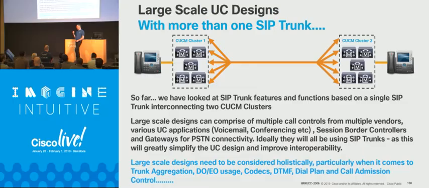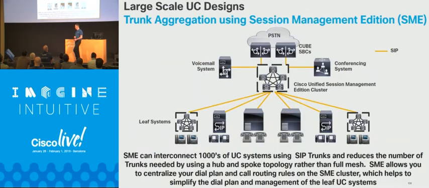And then the delayed offer, early offer, if you can have that more or less the same, it just simplifies the configuration and also simplifies troubleshooting across the network itself. So what's typically used is Session Management Edition. What Session Management Edition can do is actually support up to 2,000 trunks by default.